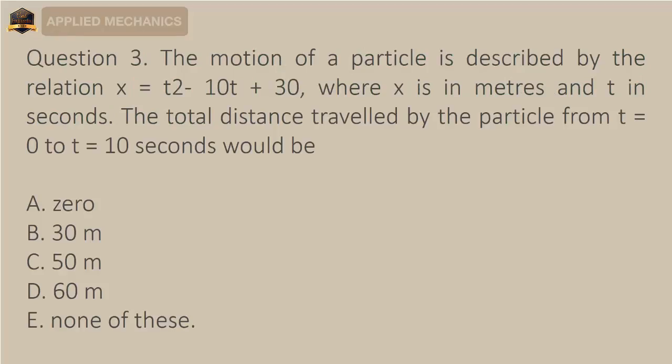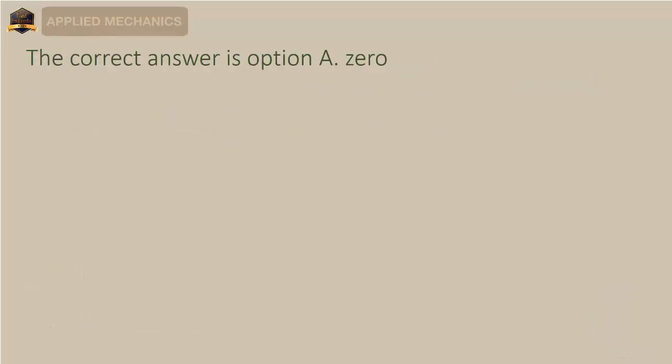Question 3. The motion of a particle is described by the relation x equals t^3 - 10t^2 + 30, where x is in meters and t in seconds. The total distance traveled by the particle from t equals 0 to t equals 10 seconds would be A. 0, B. 30 meters, C. 50 meters, D. 60 meters, E. None of these. The correct answer is option A, 0.